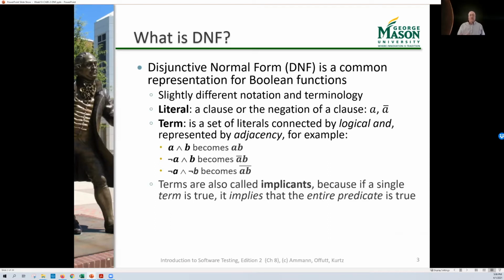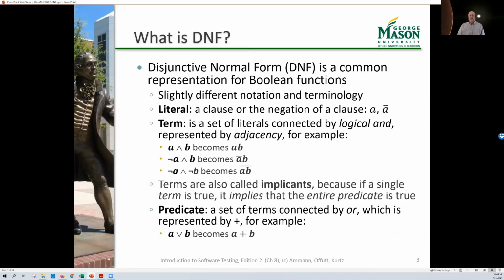Now terms, you will often see that terms are also called implicants, because if a single term is true, then it implies that the entire predicate is true. And why is that? It's because a predicate is a set of terms that are connected by or. And here, or is indicated by the plus sign. So for example, last week when we might have had A or, with this little V symbol, B, now that looks like this: A plus B, although we would still read it as A or B. And I know this is a little confusing because you look at that plus sign and you kind of want to think that means A and B, but that plus sign indicates or in this notation.